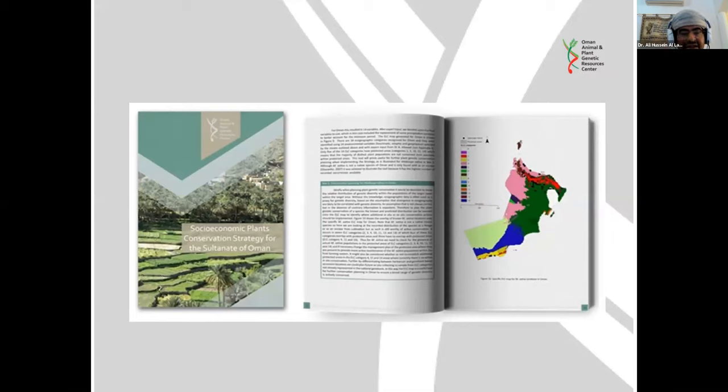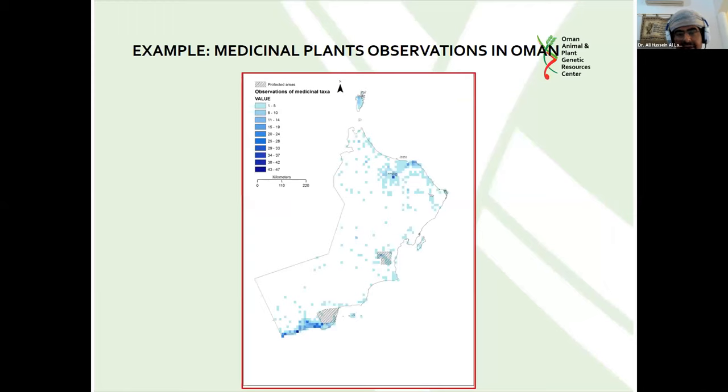And of course, these were classified according to their classes. Is it medicinal plant, crop wild relatives, or crops, or other classes? For example, here for the medicinal plant, we can see the richness of the observation of the medicinal plant. You can see that the medicinal plant is distributed very well through the country. However, there are some spots with the dark blue, and that means there are about 40 to 45 observations in 2.5 square kilometers. Each square is 2.5 square kilometers, and of course there is also an abundance of these medicinal plant observations in the southern country, in the Dhofar area.